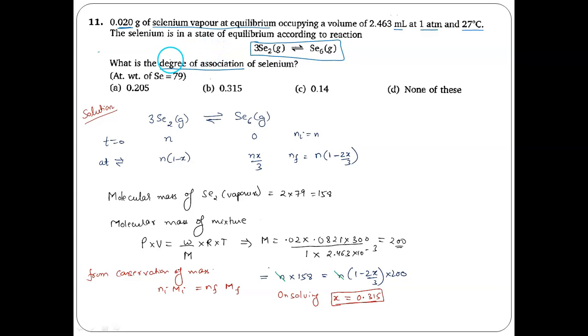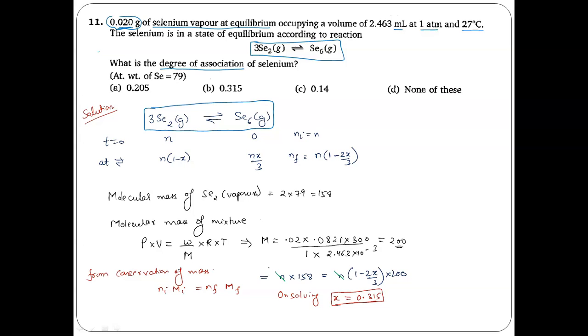Now one thing that we have to understand is that this 0.020 gram is the mass of selenium vapor, and that is an equilibrium of Se2 and Se6. Let's see how we solve this question. So the given equilibrium is like this in the vapor state. Let us assume that the initial number of moles of selenium is n.